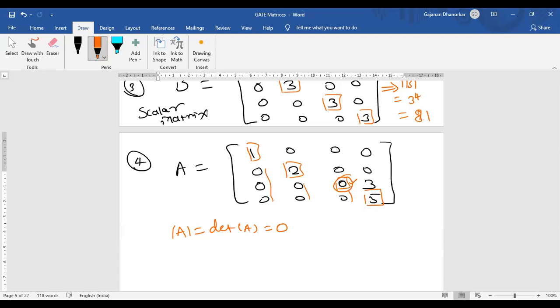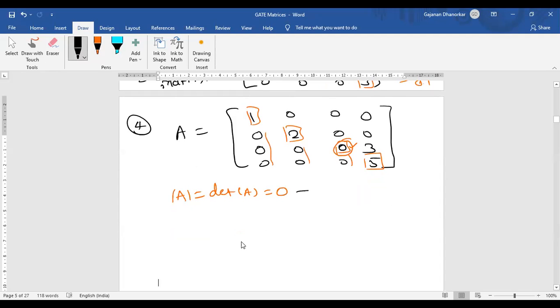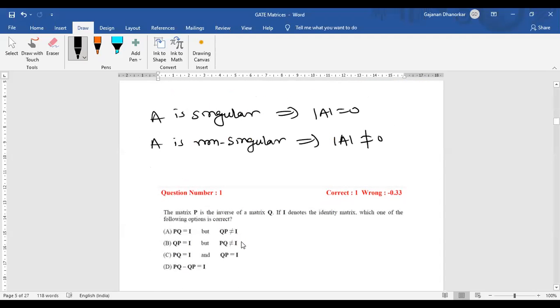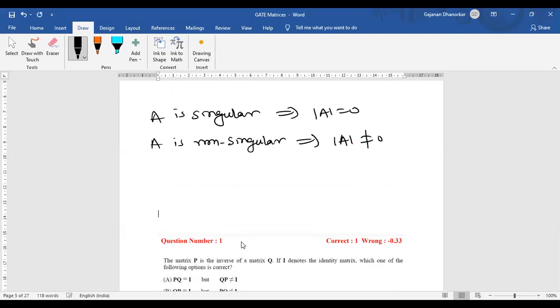Now, if the determinant is 0, then you will not find the inverse of such a matrix. If the determinant is 0, then this matrix is called a singular matrix. What is a singular matrix? If matrix A is singular, then the determinant of A is 0, and if A is non-singular, then the determinant is not 0.